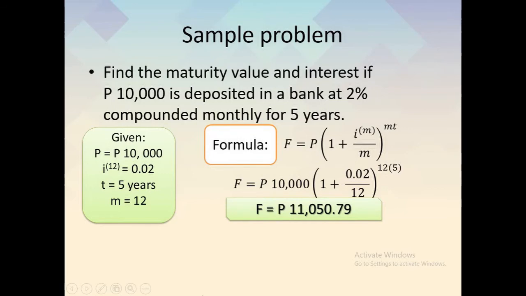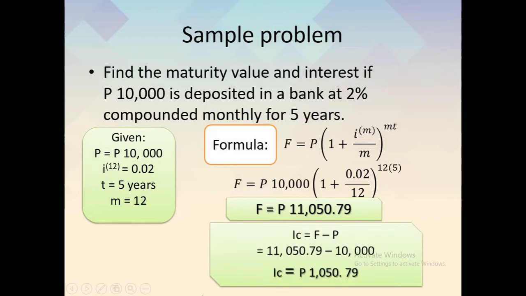The formula is F is equal to P times the quantity (1 plus i^(m) over m) to the power of mt. So F is equal to 10,000 pesos times (1 plus 0.02 over 12) to the power of 12 times 5. So the future value is 11,050 pesos and 79 centavos. So the compound interest, the formula is I is equal to F minus P. So 11,050 and 79 centavos minus 10,000 pesos. So the compound interest is 1,050 and 79 centavos.